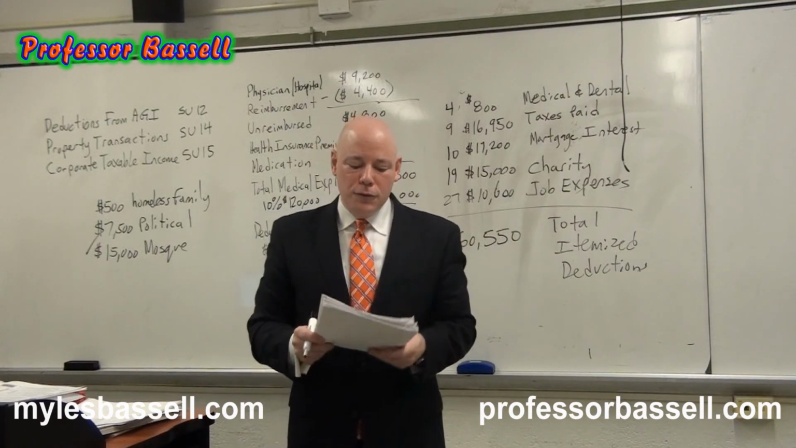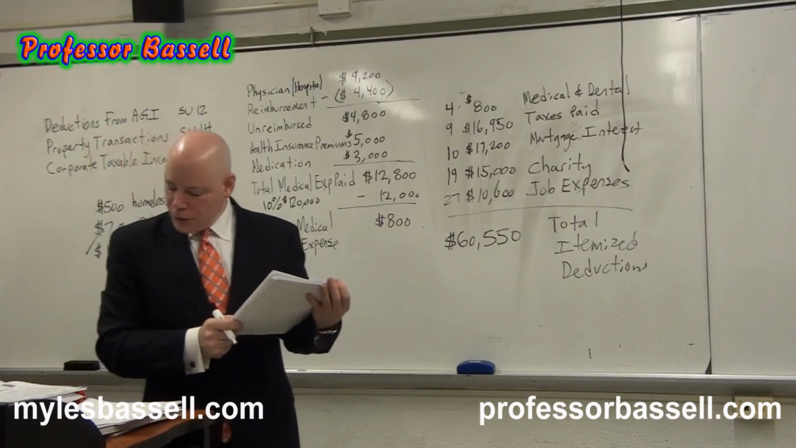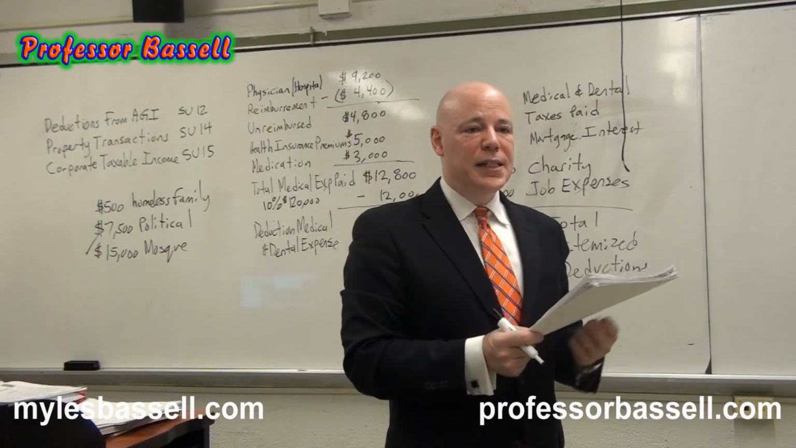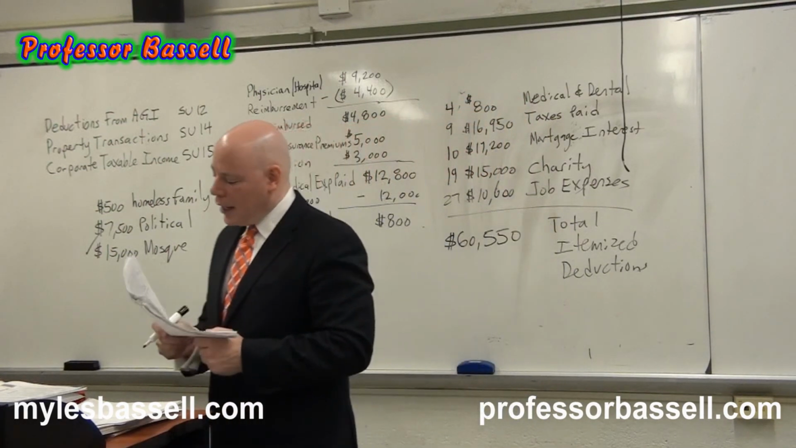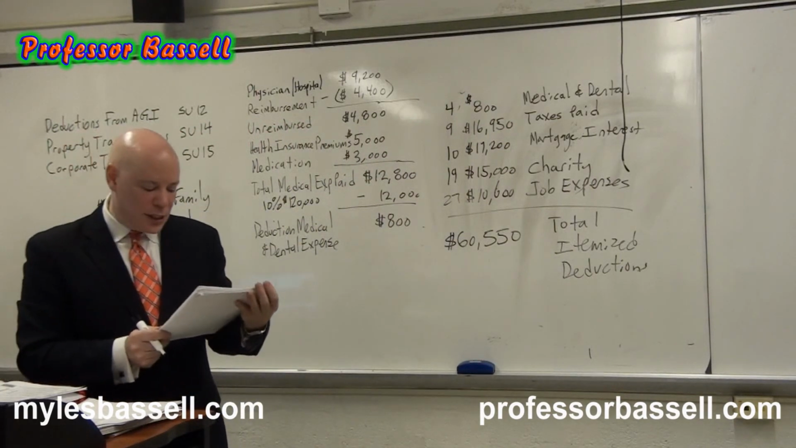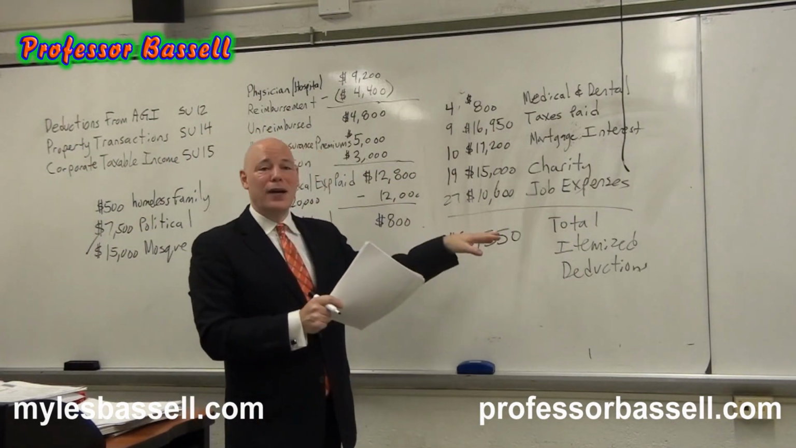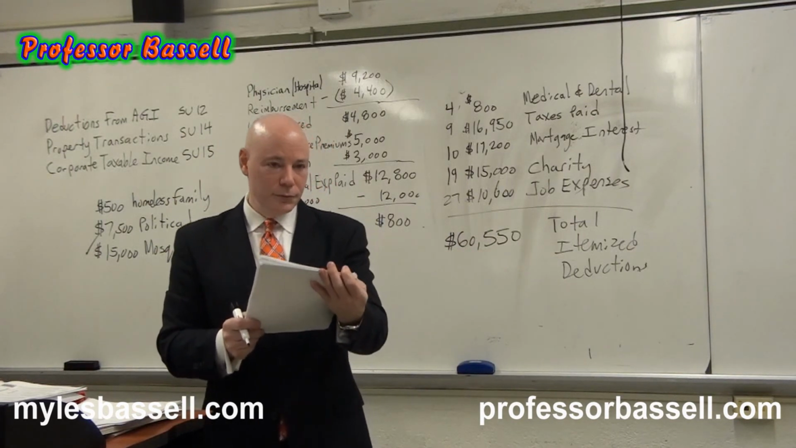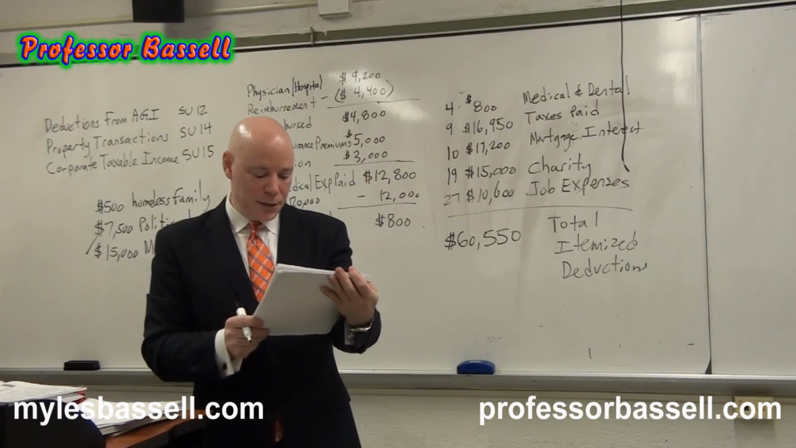So if you have AGI that's over 152,525, your deduction is going to be limited. We'd have to compute that on a worksheet. But in our case, our AGI is 120,000, so our deduction is not limited. We could deduct the full 60,550 that we calculated on line 29.